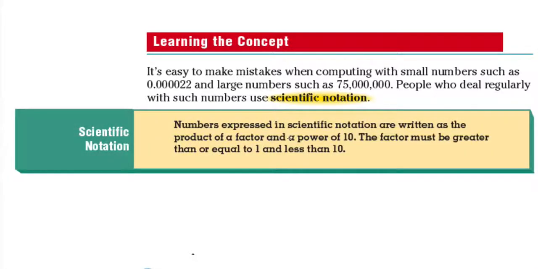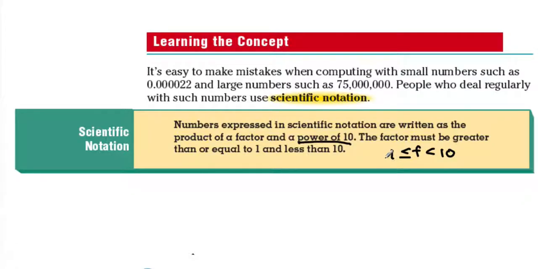Numbers expressed in scientific notation are written as a product of a factor and a power of 10. The factor must be greater than or equal to 1 and less than 10. So let's take a look at this definition. It has to be written as a product of a factor and a power of 10. That's one condition. And the factor must be greater than or equal to 1, but less than 10.